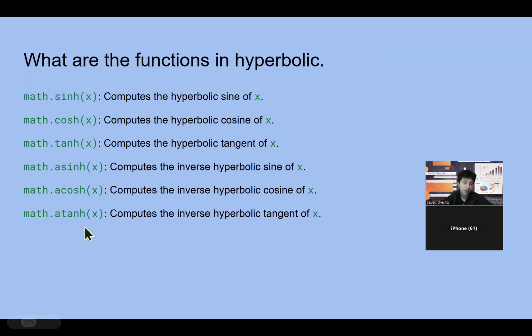As you can see, there are six here, but the most common we use are sinh, cosh, tanh. So sinh computes the hyperbolic sine of x, cosh computes the hyperbolic cosine of x, tanh computes the hyperbolic tangent of x, asinh computes the inverse hyperbolic sine of x, acosh computes the inverse hyperbolic cosine of x, and atanh computes the inverse hyperbolic tangent of x.